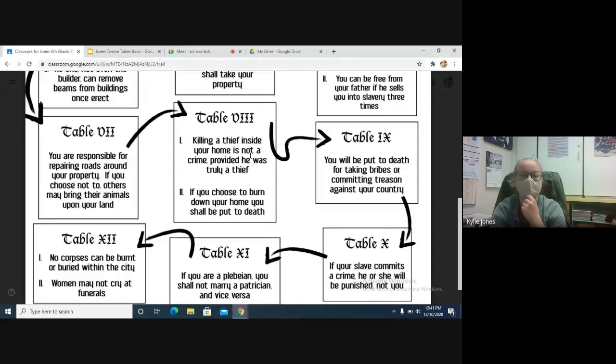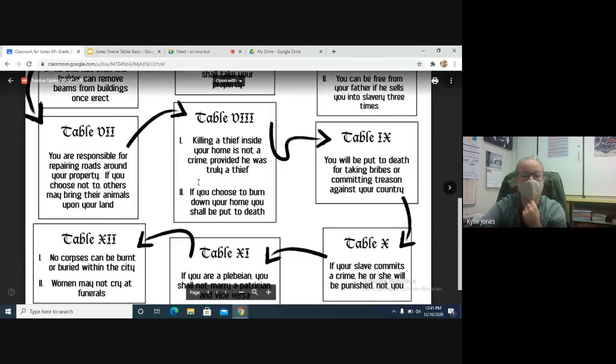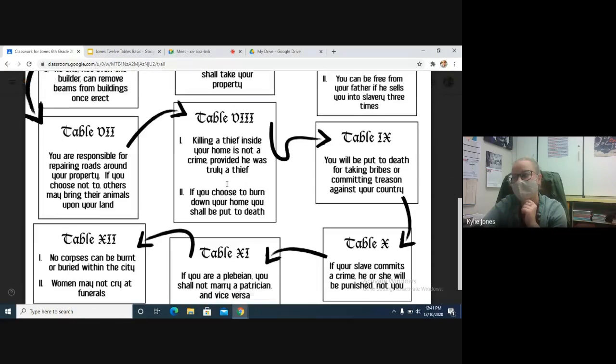Number 2 says, if you choose to burn down your own home, you shall be put to death. Why would you burn down your own house, though? I don't know. Because you've destroyed property? I don't know.